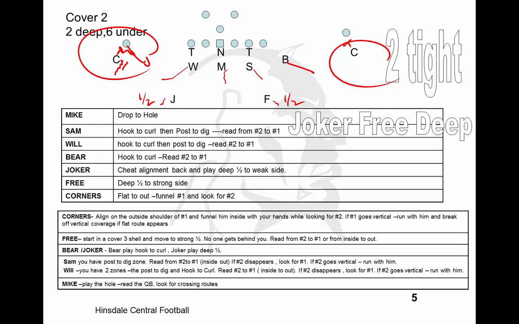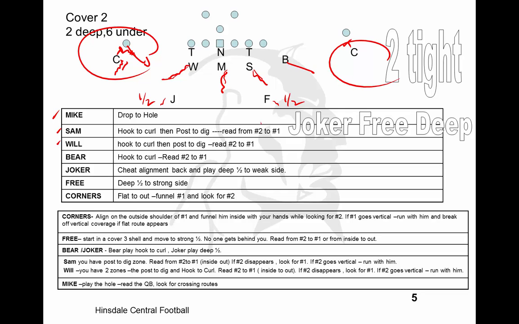The Joker is going to be deep half. The Will is running hook to curl, along with Sam running hook to curl, and then Mike is playing the low hole. So again, the Mike will drop to the hole, the Sam and Will drop hook to curl, and then we can look at the post and dig. So you're really reading from number 2 to number 1.